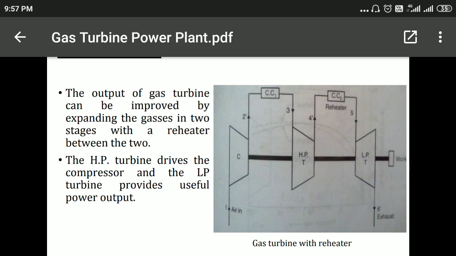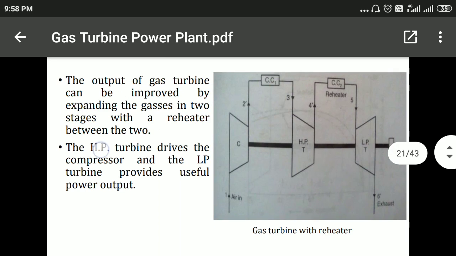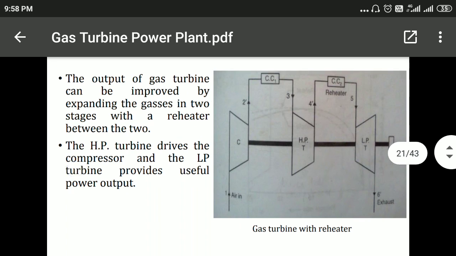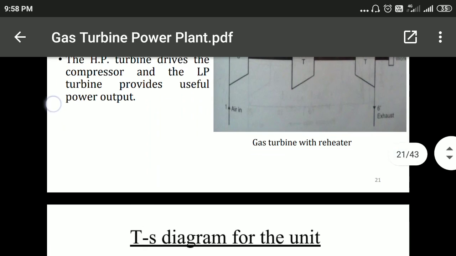In the basic cycle we utilize only one turbine; here we utilize two turbines. First is the HP turbine, the high pressure turbine. The gases coming out of the combustion chamber expand in the high pressure turbine, and after expansion the gases leaving it are reheated in combustion chamber 2, where heat is supplied to them again, and then they expand in the low pressure turbine. The high pressure turbine is used to run the compressor, and the low pressure turbine is used for the power output, that is, the work output.